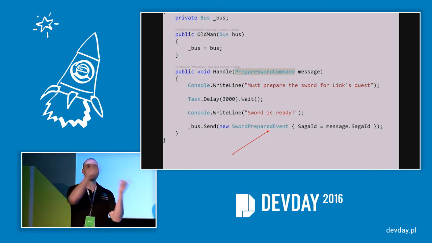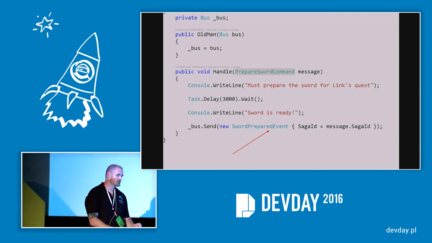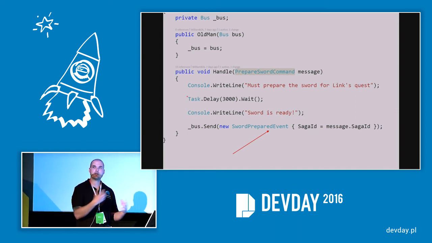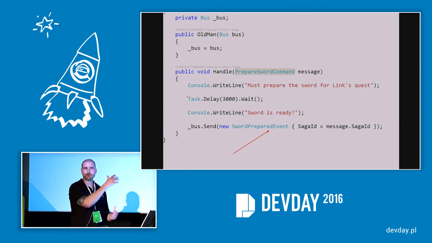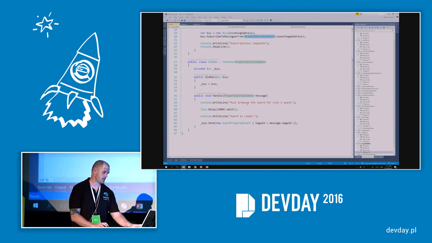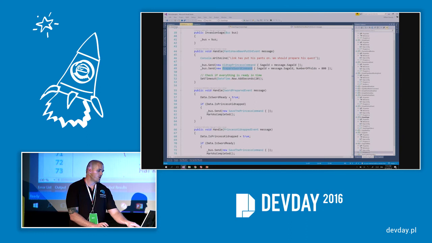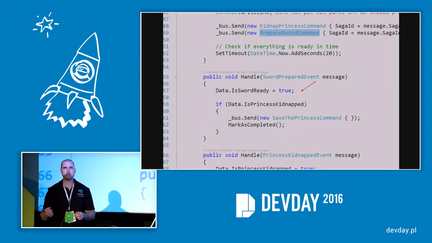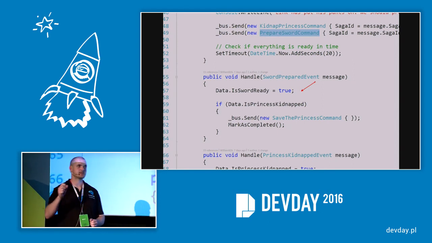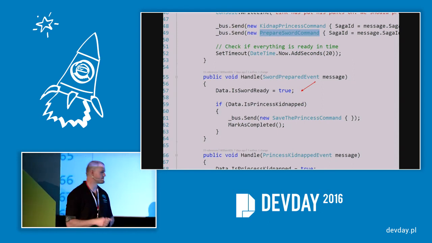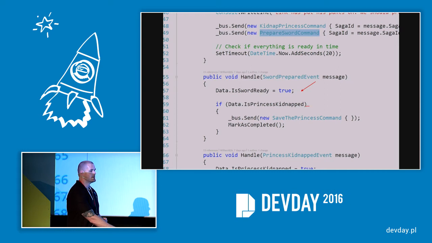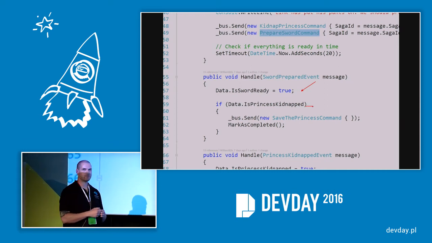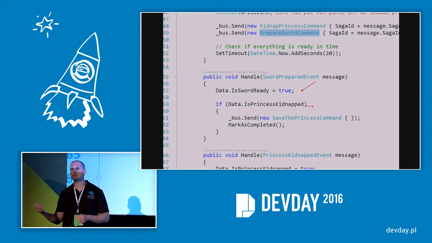So this can then go back to the Saga. This code is super simple. This is focusing entirely on what has to happen to prepare the sword. There's no other noise around here. And that's important. Once the sword has been prepared, all we do is set a flag to say, hey, the sword is ready. True. Tick. My to-do list is one down. We then go and check, has the princess been kidnapped yet? If it has, then we're ready for the quest and we can send a save the princess command.